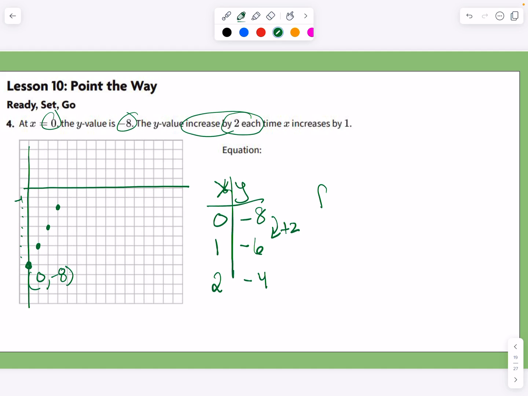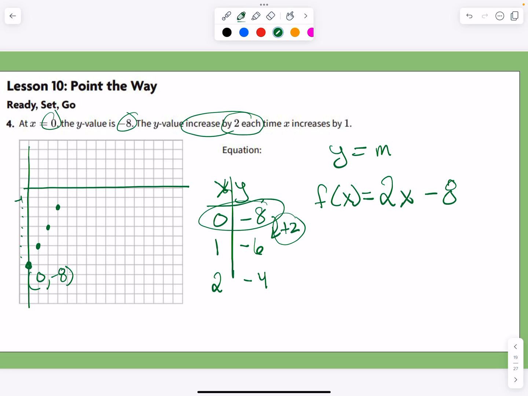So in terms of our equation, we would say f of x is equal to our rate of change, our kind of slope, right? So 2 times x plus, what happens when x equals 0? We're at negative 8, so minus 8. That's our y equals the slope times x plus our y-intercept, where it crosses the y-axis.